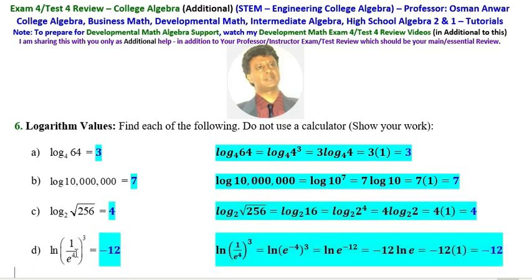Then ln of e to the minus 4, to the third. That is ln e to the minus 12. Bring the minus 12 down, minus 12 ln e. Ln e is 1, that is minus 12 times 1, which is minus 12.